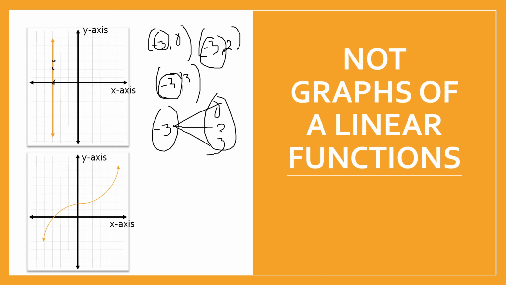Now, why is the second graph not a linear function? Because it's not a straight line. It's the graph of a function, but it's not a linear function because it's not a straight line.